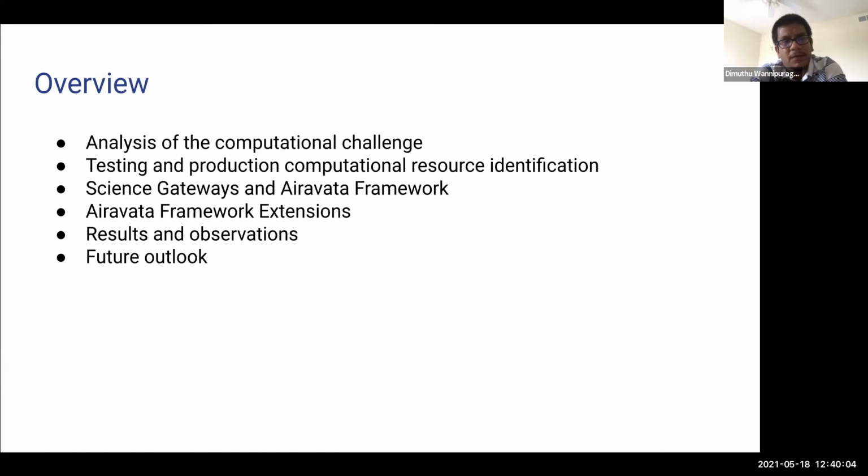As an overview of the entire presentation, we are talking about the challenge that we have seen in terms of the computation, and then what are the resources that we have used for the testing and production calculations, and then how we use IRA, the Science Gateway, to solve this, and some extensions we have added to support this particular problem, and some results and some future outlook that we are envisioning for other gateways.